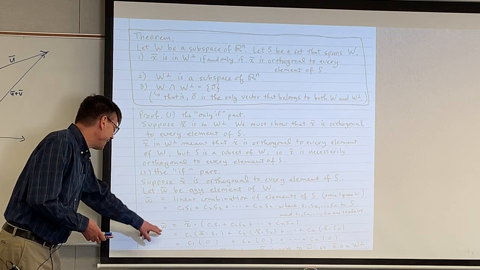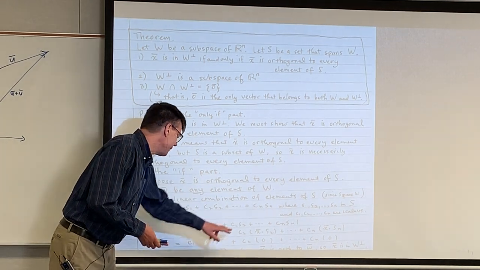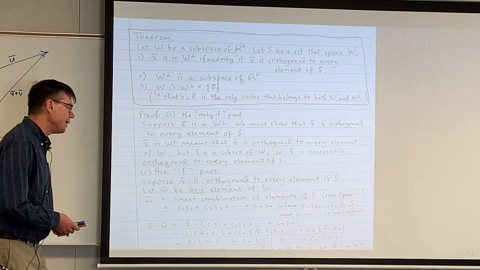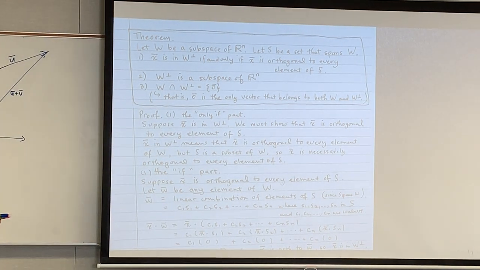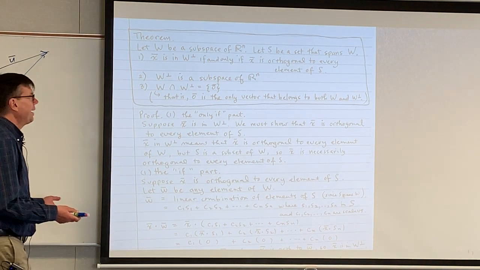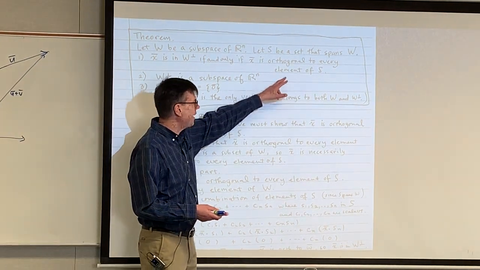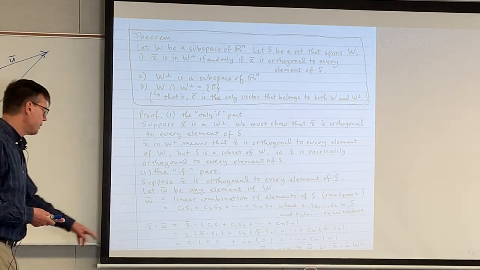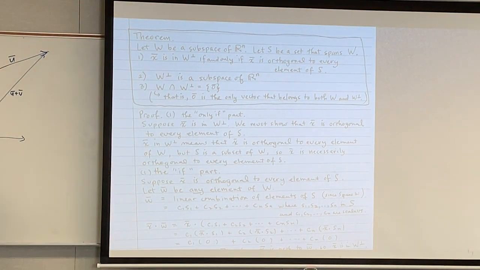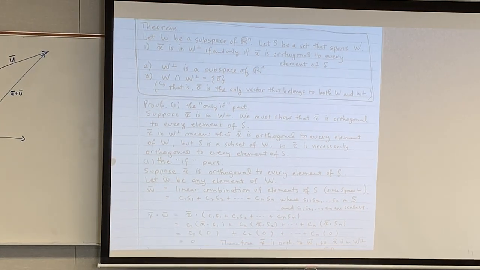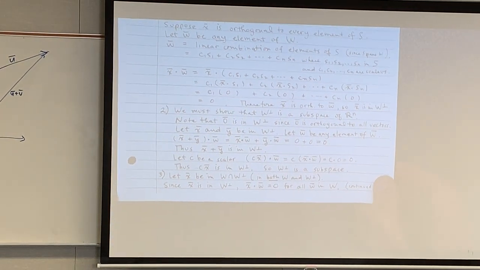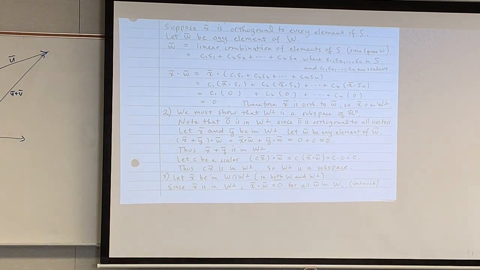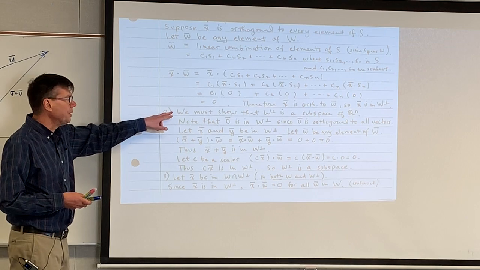Then X dot W will be X dot this stuff, which we can expand. And you end up taking X dot each one of the spanning vectors. But we're saying if X is orthogonal to every element of S, all those dot products have to be 0. So the dot product of X and W has to be 0. That's not really that amazing.